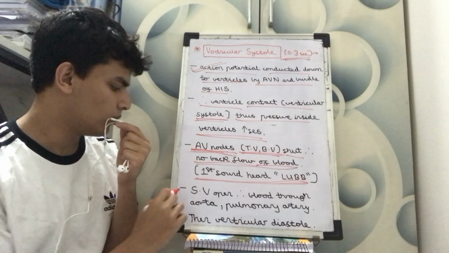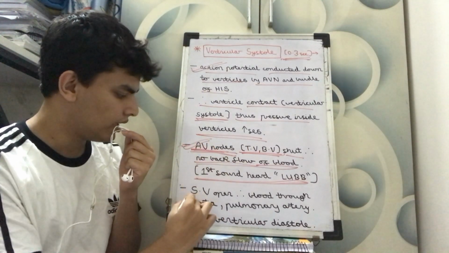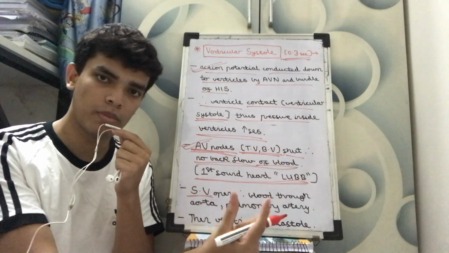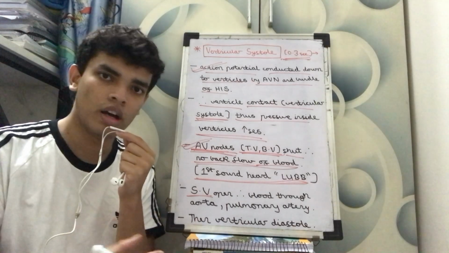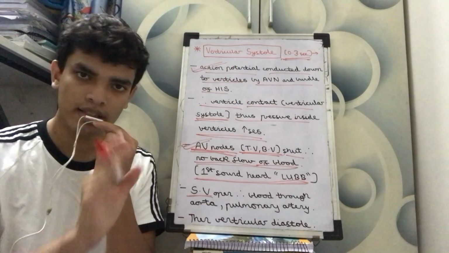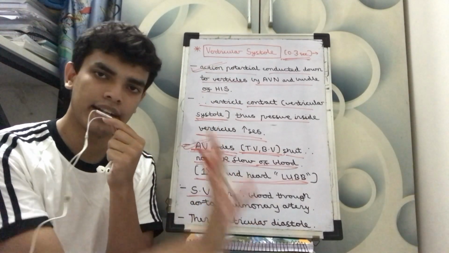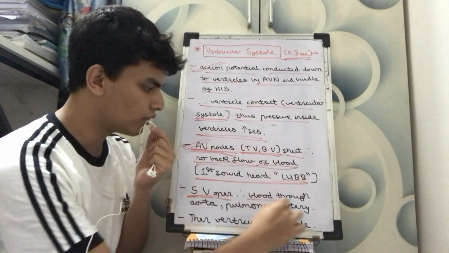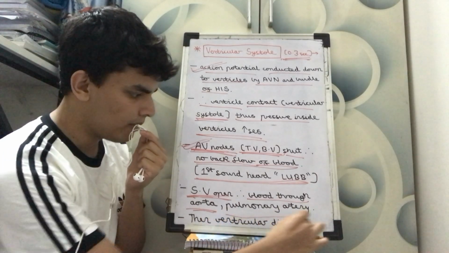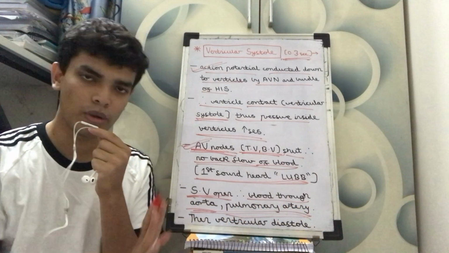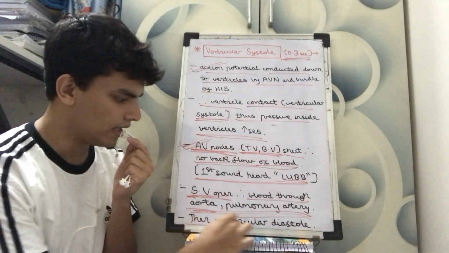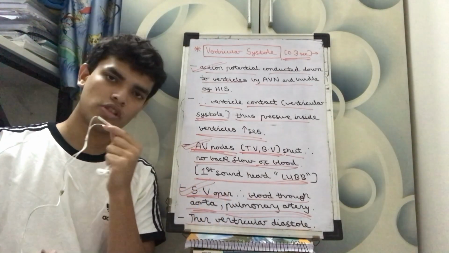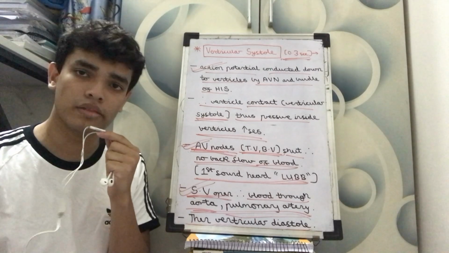So now moving on. Then the semilunar valves, which are present in the pulmonary artery and aorta. Blood has to go through them, from the right atrium to the lungs as deoxygenated blood, and to the body. So these valves are open, of course, therefore blood flows through the aorta and pulmonary artery, and then ventricular diastole. This is pretty simple. I am hoping that each and every student understands what exactly ventricular systole is.